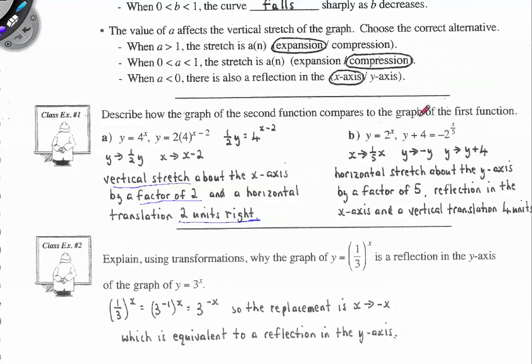Okay. Part B, in going from the first to the second. So we can bring this 4 over to the other side, and we can see that y would now equal negative 2 to the x over 5 minus 4. So how does one compare to the other? Well, we've also got to look at this x divided by 5. But first of all, it's a negative 2, and so that's a reflection in the x-axis.